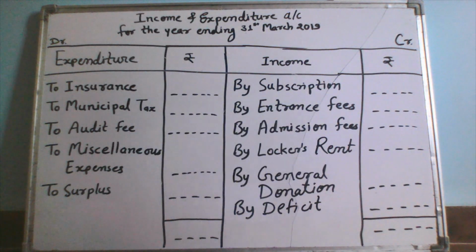Today we are going to prepare the income and expenditure account. This account also deals with non-profit organizations. As in the previous video, we prepared the receipts and payment account. Now the second and next step of an NPO's books of account is the income and expenditure account.